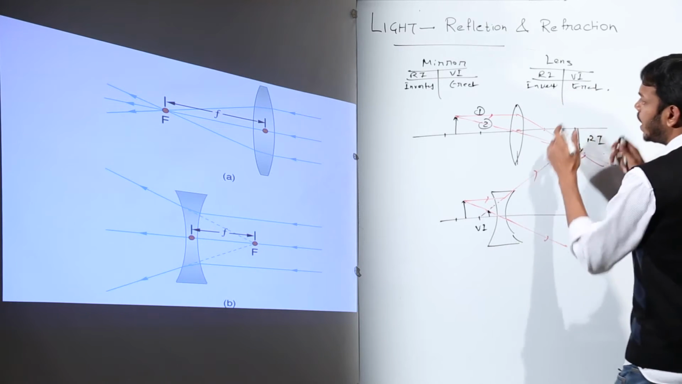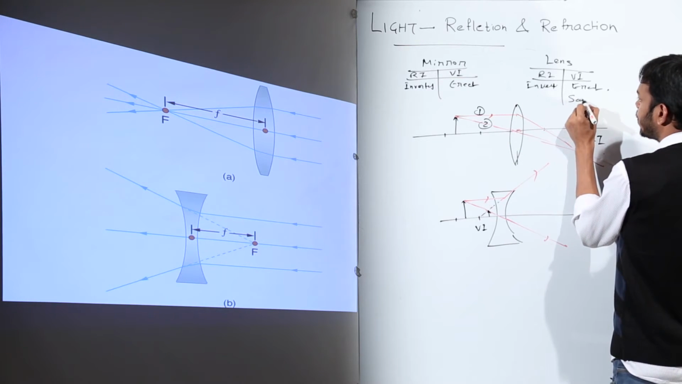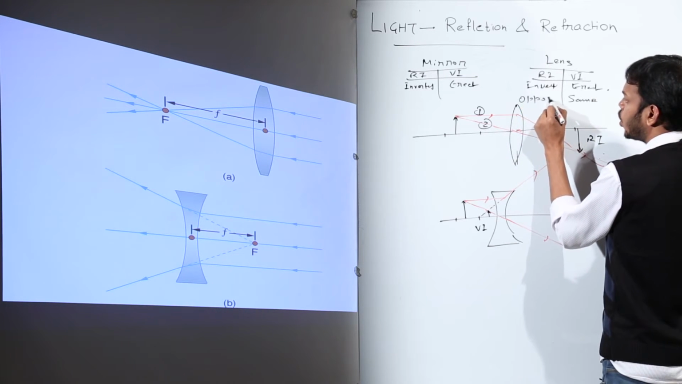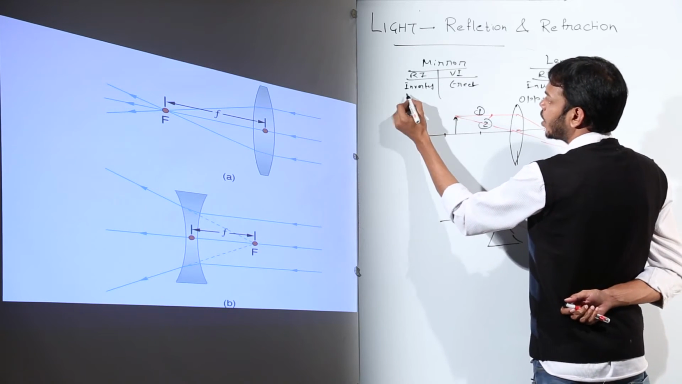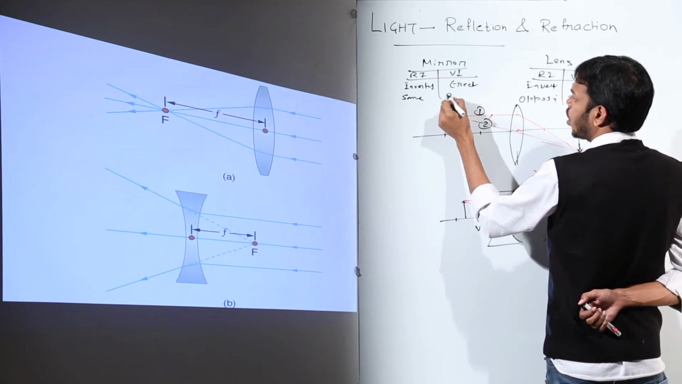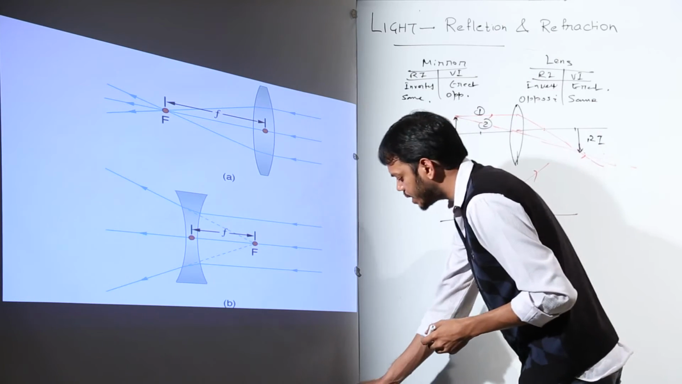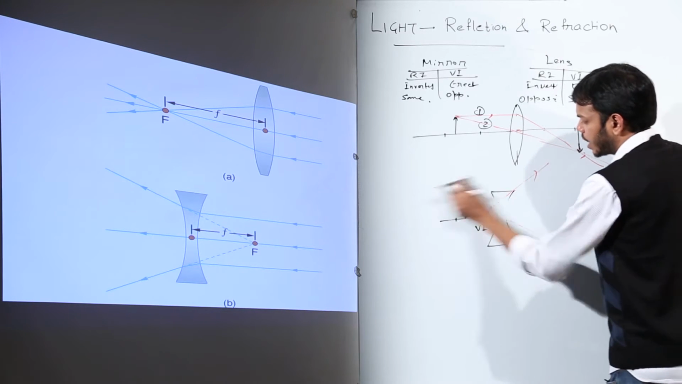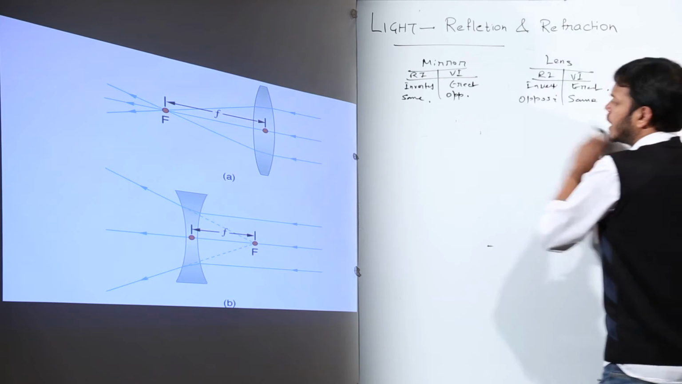So in case of lens, virtual images are on the same side of the object, whereas real images are on the opposite side of the object. But this is not so in case of mirror. In case of mirror, real images are on the same side of the object, whereas virtual images are on the opposite side of the object, right? These are the two important points of difference, and based on the basic laws of making ray diagrams, now consider these two ray diagrams which I have shown you in the projector.